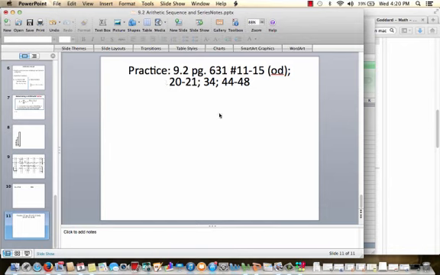Here is your assignment that we'll be working on, and again you'll have a worksheet that's going to be doing an exploration of finding an arithmetic series, or adding those sequences up.